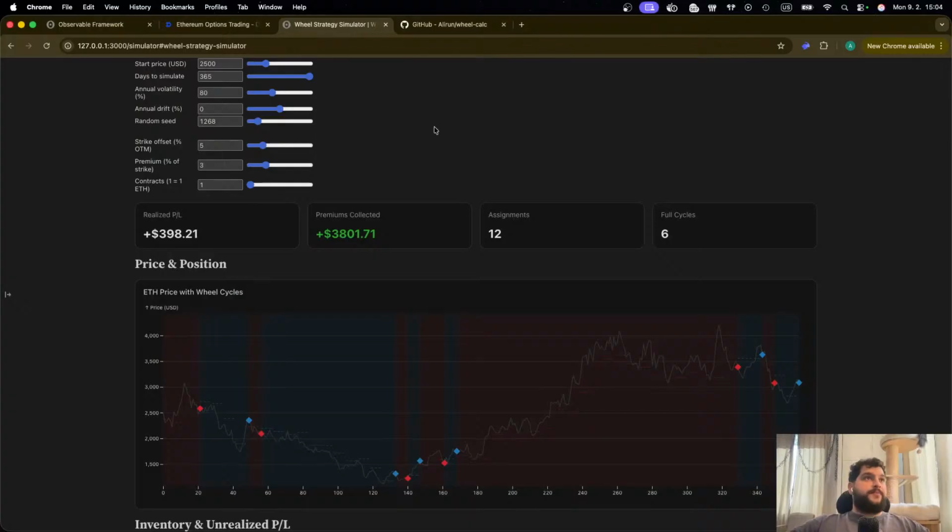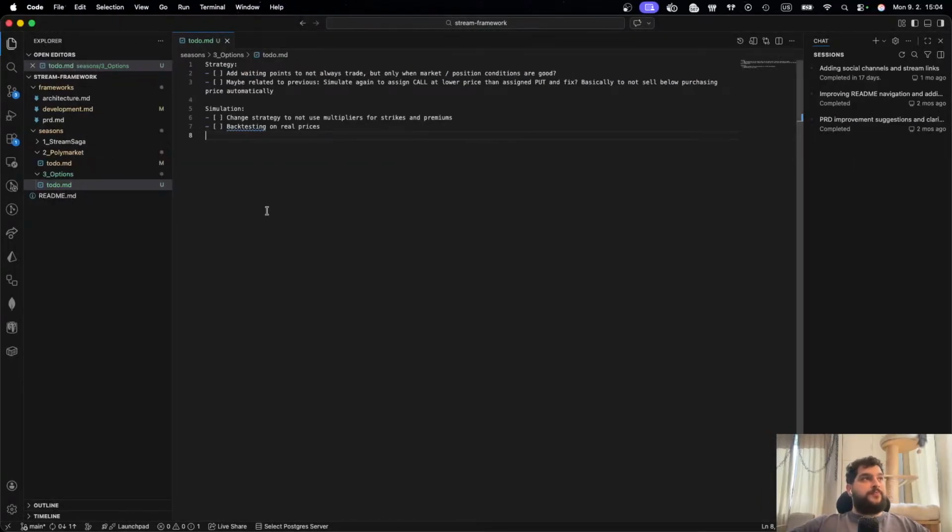Let's go back and take a look at our to do, what we did last time. After the stream, I separated them into two different categories for the to do, so it's easier to track and focus on something. So for simulation, we have: change strategy to not use multipliers for strikes and premiums, and backtest on real prices. This is what we're gonna be doing today. Maybe we're gonna even start with backtests.